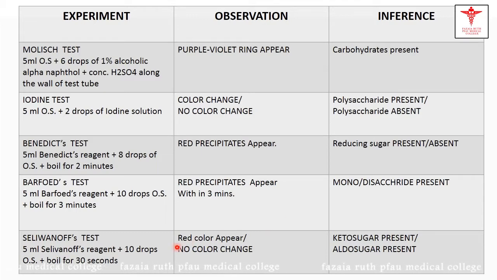And in the Selivanov test, the observation will be the appearance of red color, then a keto sugar is present, and if there is no appearance of red color, then an aldose sugar is present.